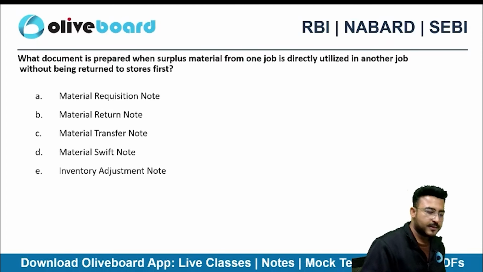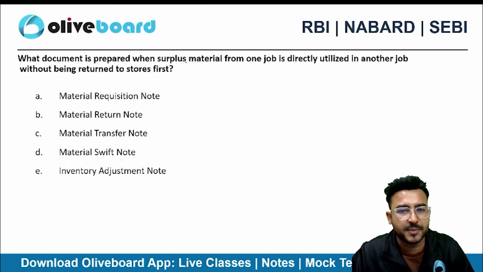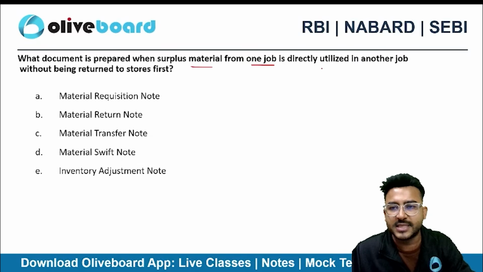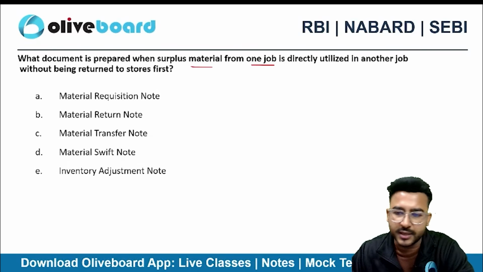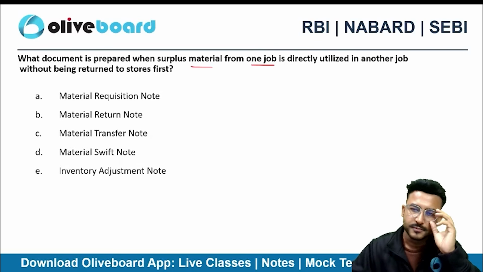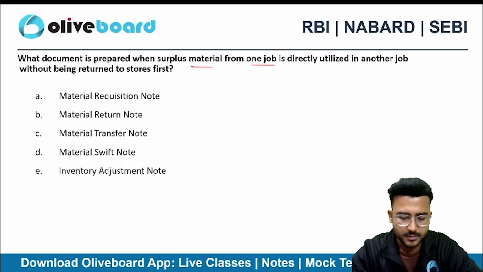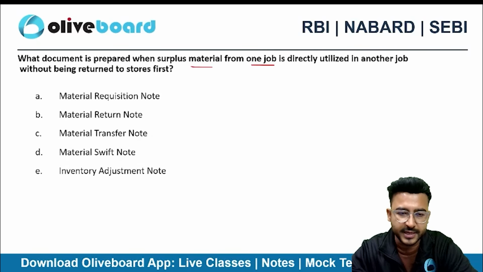Next one. What document is prepared when surplus material from one job is directly utilized in another job without being returned to stores first? The options are: material requisition note, material return note, transfer note, SWIFT note, inventory adjustment note.